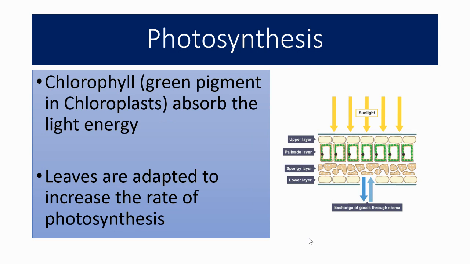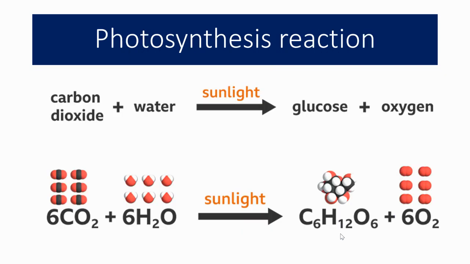So photosynthesis occurs in the chloroplasts in the leaf. Chloroplasts contain chlorophyll, which absorb the light energy, and then the leaves are adapted to increase the rate of photosynthesis. So as you can see here on the palisade layer, all these cells have lots and lots of chloroplasts, which contain chlorophyll, therefore can carry out lots of photosynthesis. Leaves take in carbon dioxide and release O2 via the stomata. And these stomata let in and out these gases.